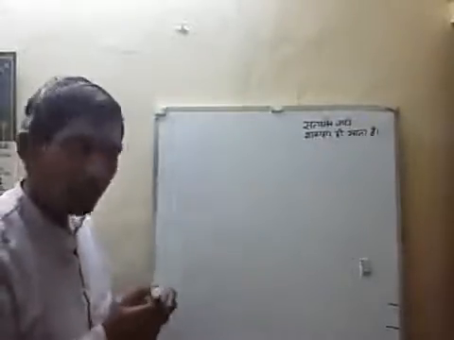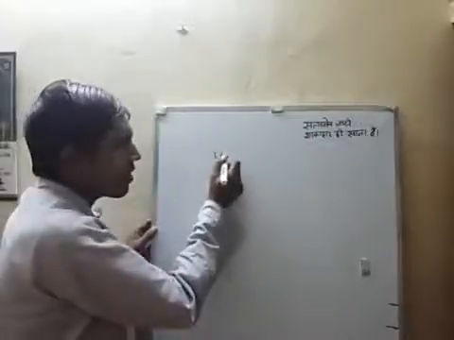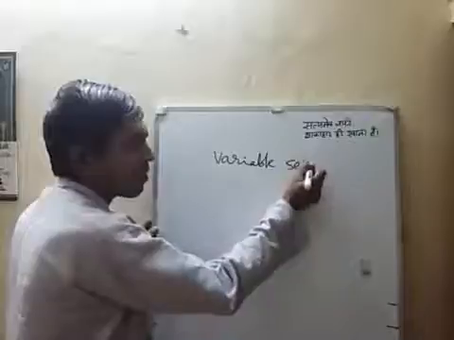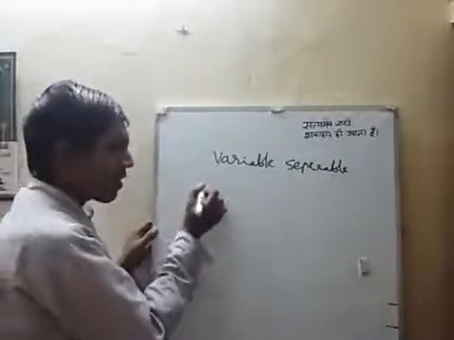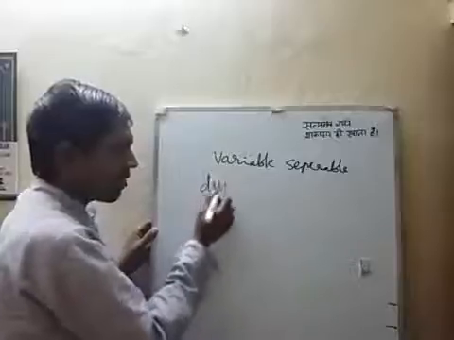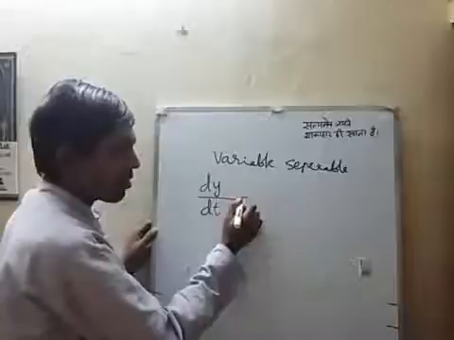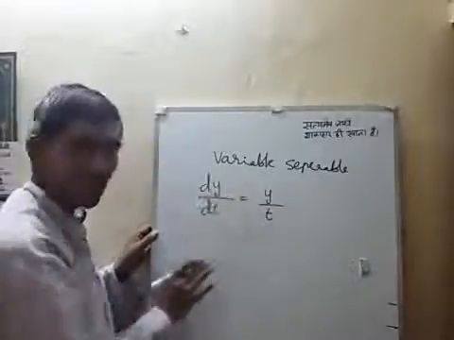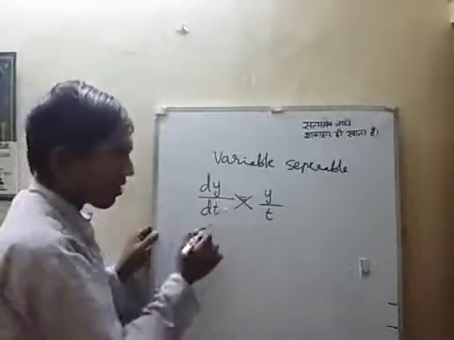Let me take the very first simple case, that is the variable separable method. Let me take an example like this: dy by dt is equal to y by t. Suppose if you have a differential equation of this type, then I will do cross multiplication.